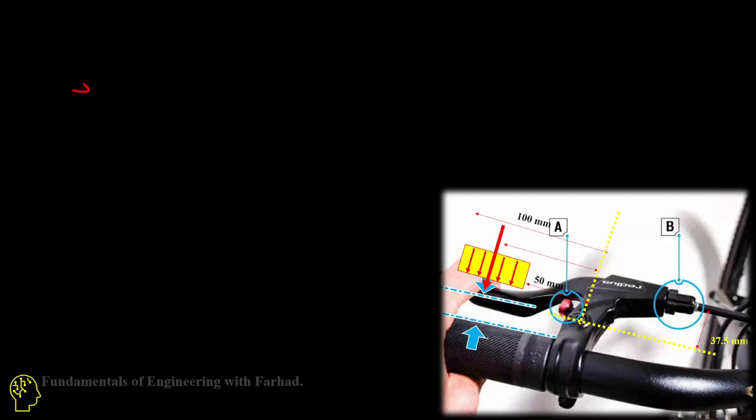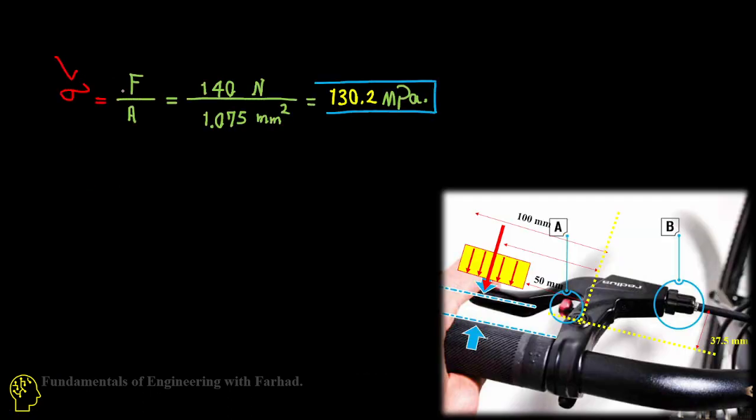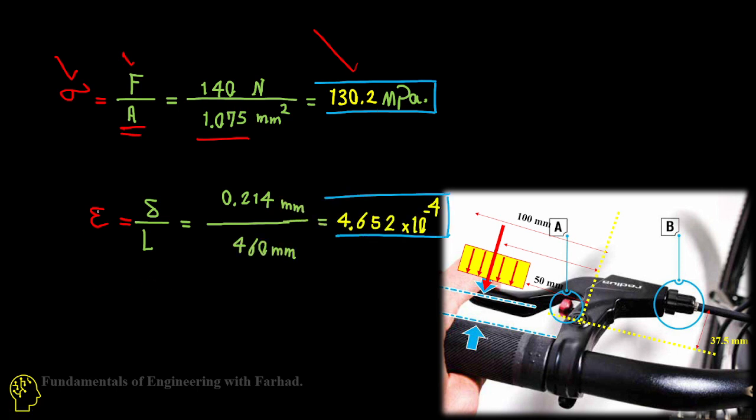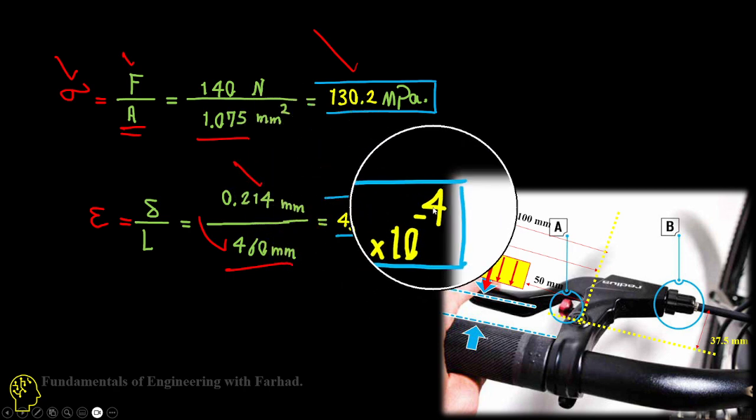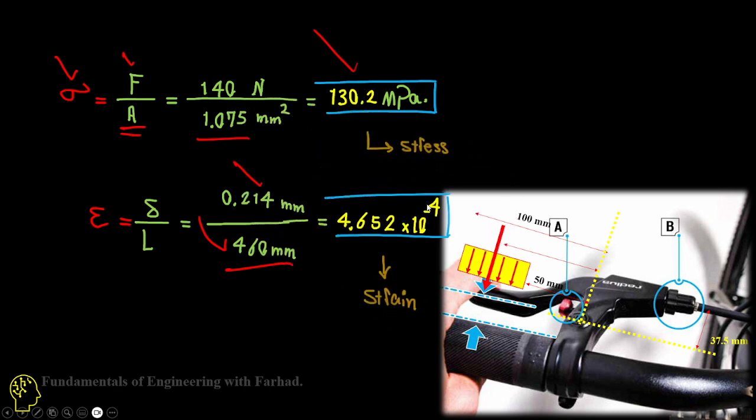For calculation of stress, if you simply divide this force by the area of the cable, which is provided in the problem statement, you get 130.2 megapascal in terms of stress. And again, strain is nothing but delta over the original length of the cable. Both are provided in the problem statement, and it gives you 4.65 times 10 to the negative 4. This is the stress and strain on the cable.